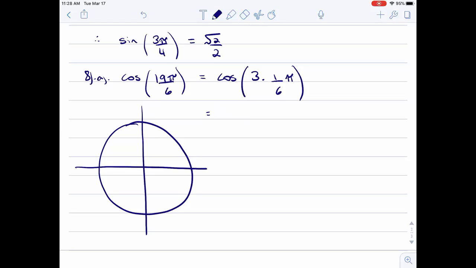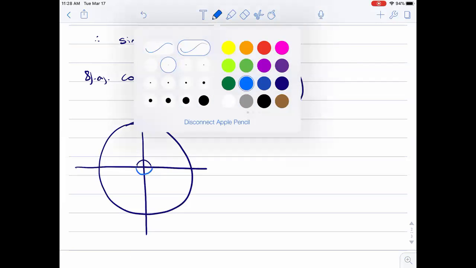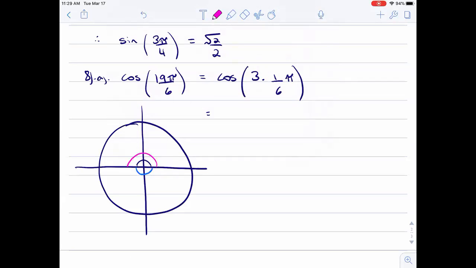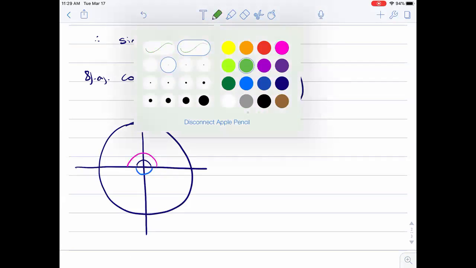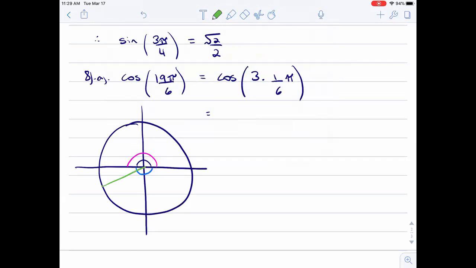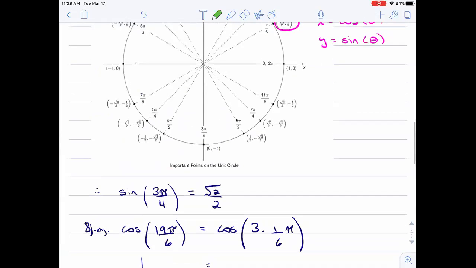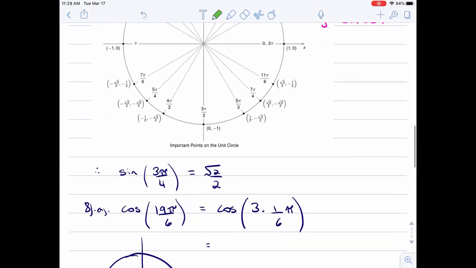I'll erase this for now. 3 pi, not 3 times 2 pi. So the 3 goes 1, 2, oops. 1, maybe I'll use different colors. 2, 3, and then green, I guess. Pi/6. Which is going to be this one here. That's 7 pi/6.